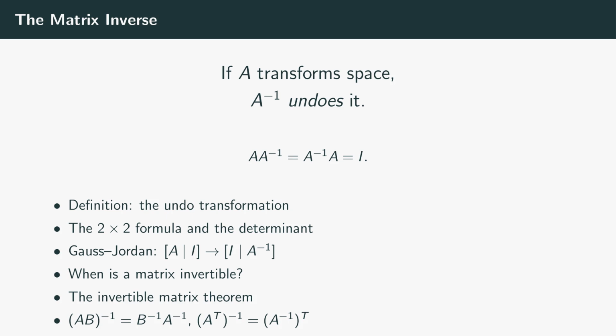Today we do three things. First, the famous 2x2 formula built from a single number called the determinant. Second, the universal algorithm that works for any size. Write the matrix beside the identity and row reduce until the identity migrates across. Third, the grand result of the whole chapter, the invertible matrix theorem, which reveals that a dozen different conditions are all secretly one condition. Let's begin with what an inverse even is.